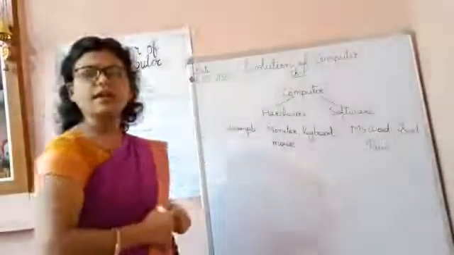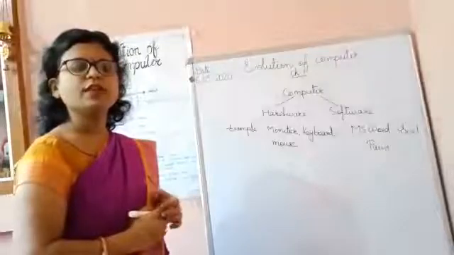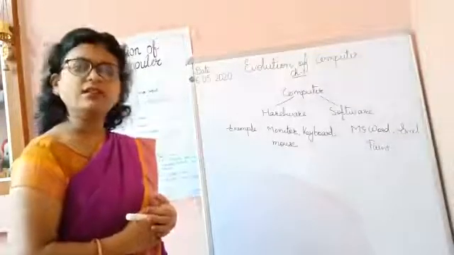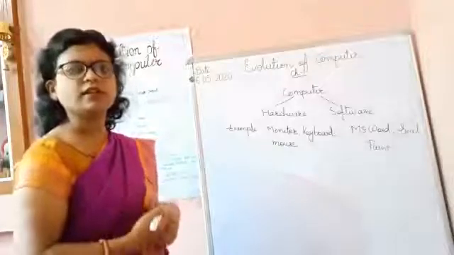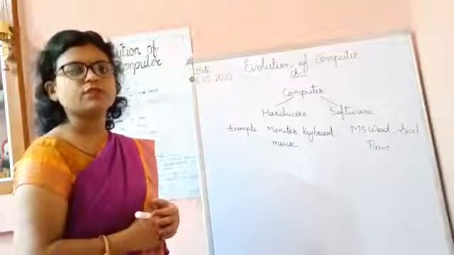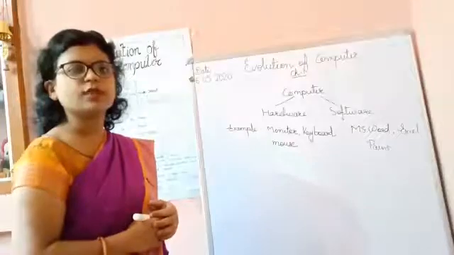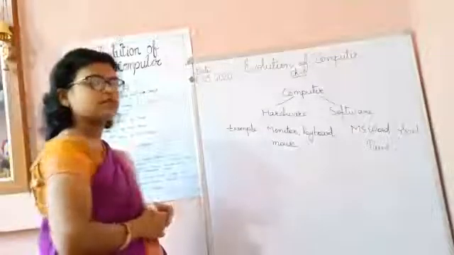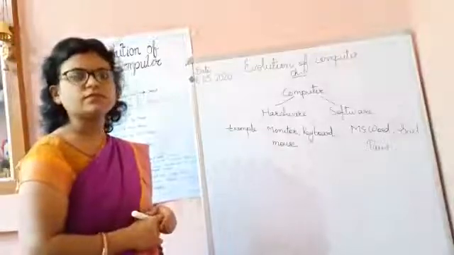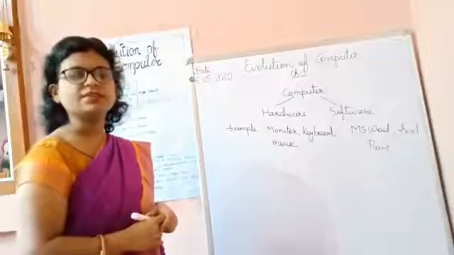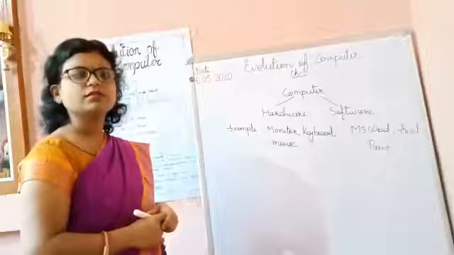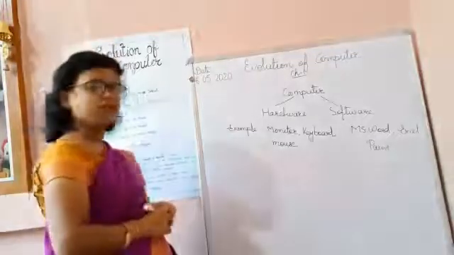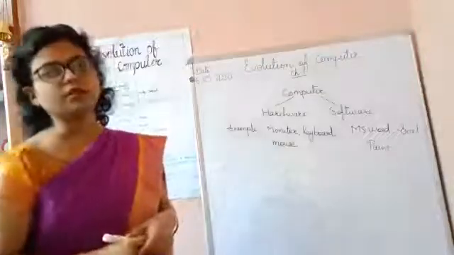Now, I tell you that a computer doesn't listen to our words. It needs input. How can we give the input to the computer? We can give the input by using an input device. What are the input devices? Keyboard, mouse, joystick, light pen. By using these, we can give the input to the computer.